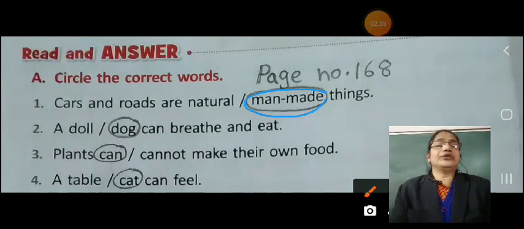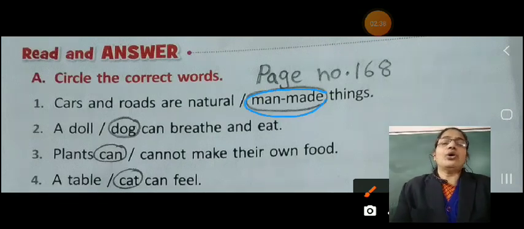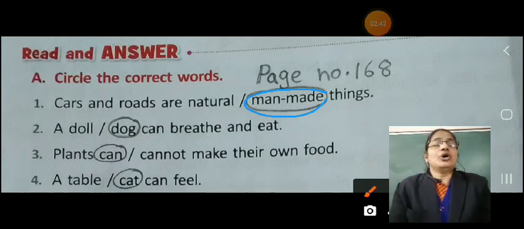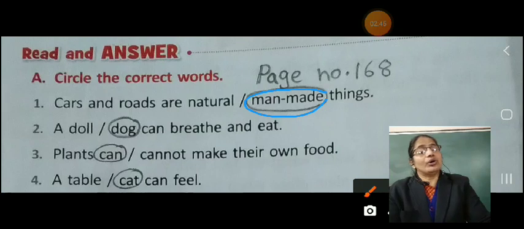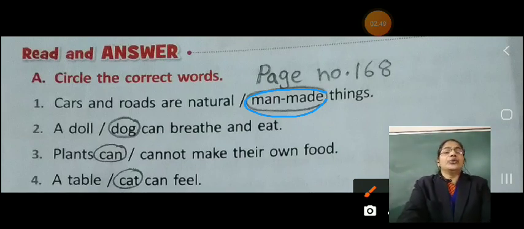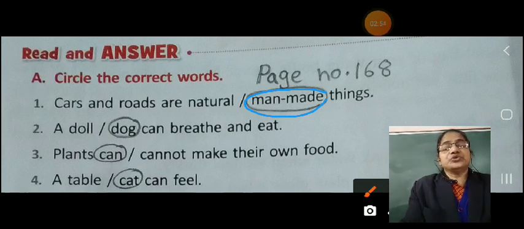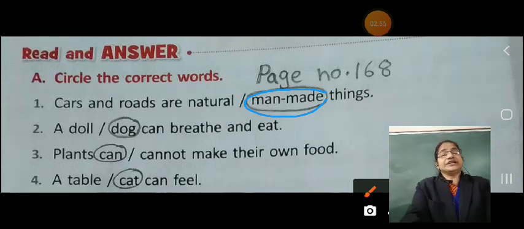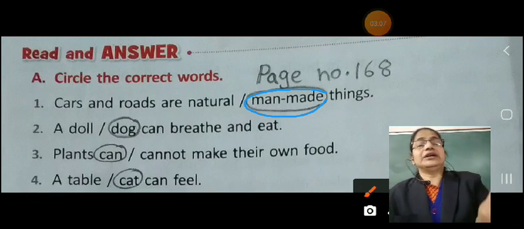Now second one, a doll or dog can breathe and eat. Options, doll or dog. From these two options, who can breathe and eat? First you have to see which is the living thing. Living things can breathe and eat. Doll or dog? Dog. Dog is a living thing. You can circle dog.